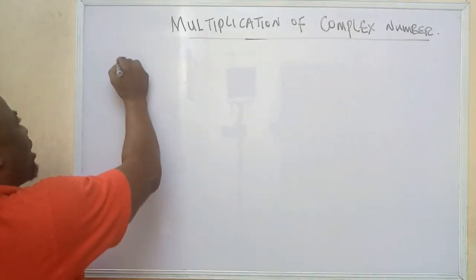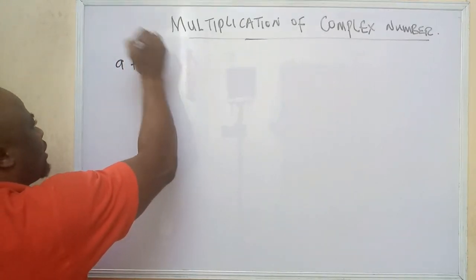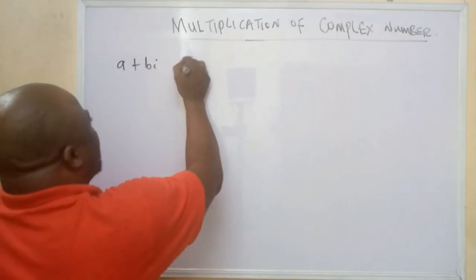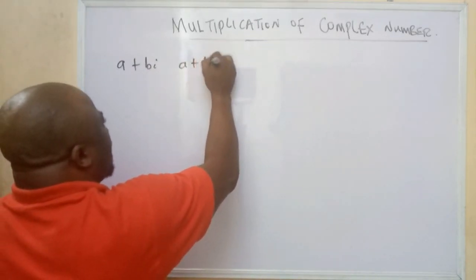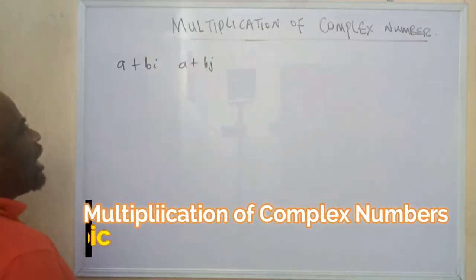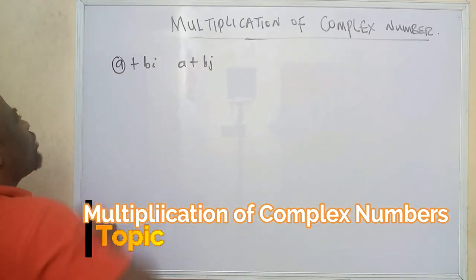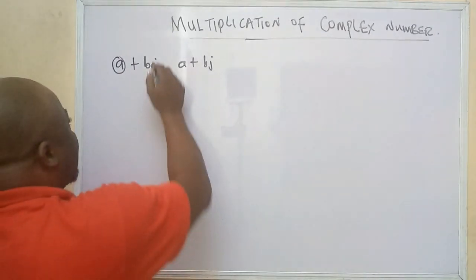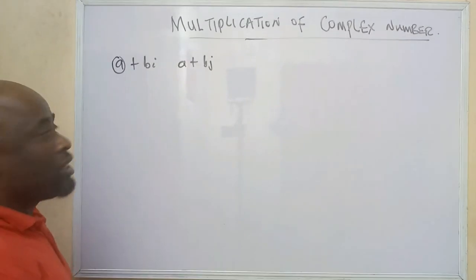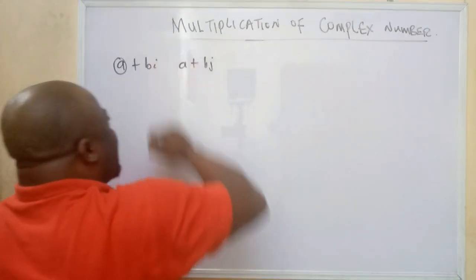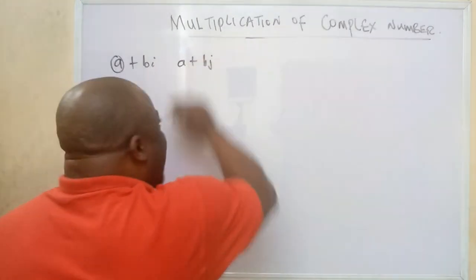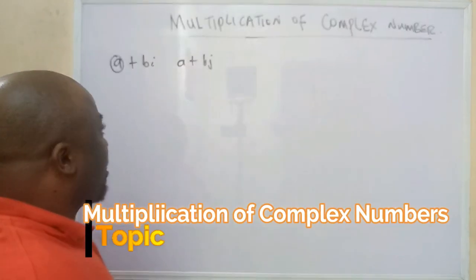Now, how do we recognize a complex number when we see it? If we have something of this format, a plus bi, sometimes it can be a plus bj, this side here is what we call the real part, and this side is what we call the imaginary part.